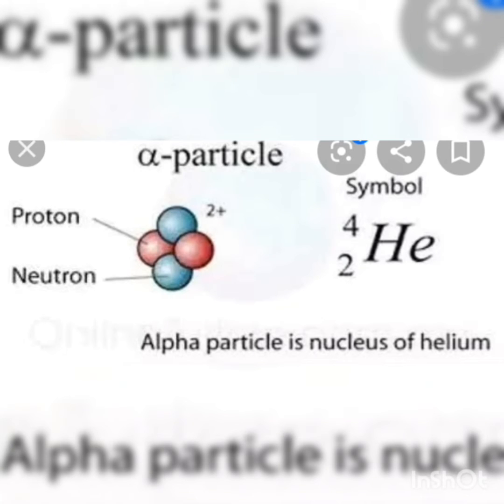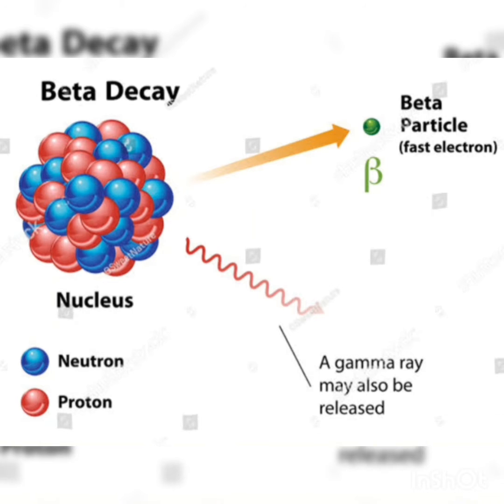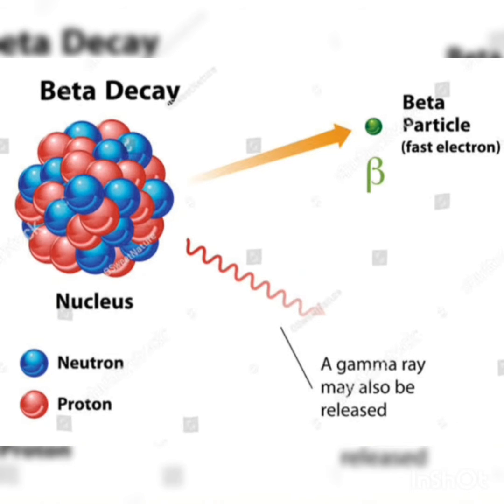In our previous class, we learned about the nature, charge, and mass of an alpha particle. In this class, we are going to learn about the nature, charge, and mass of beta particles and gamma radiations.